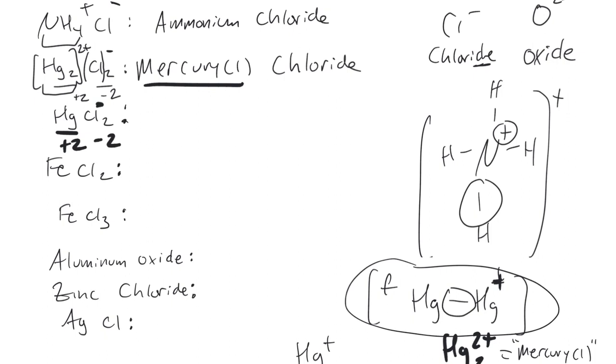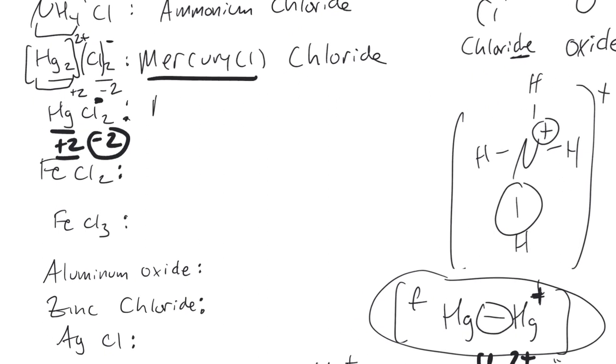That's how we can work out the charge has to be +2 of mercury, by noticing the minus chlorides, 2 of them, -2, so +2 for the mercury. This compound here would be mercury 2 chloride.